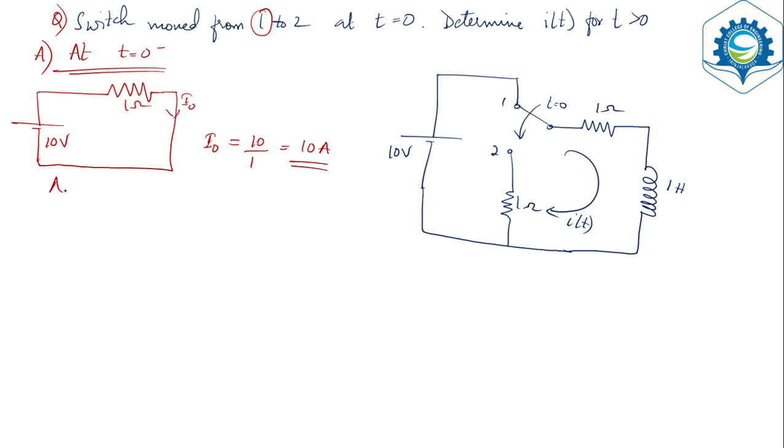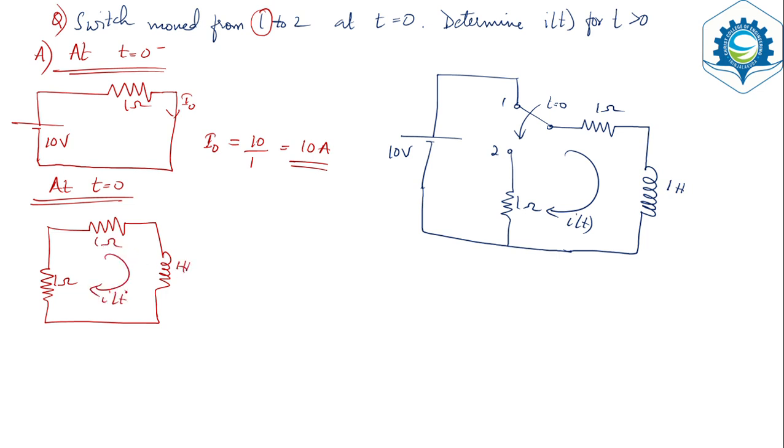Now you need to find the current I of t when the switch is moved to position 2. You can just redraw the circuit. You have a resistor, an inductor, and then again a resistor. This is 1 ohm and 1 Henry, and this is your current I of t. Now what are you going to do? You are going to transform your circuit to the S domain.